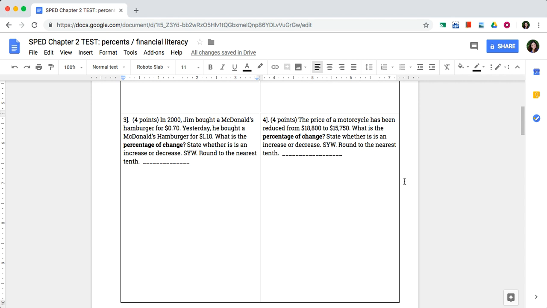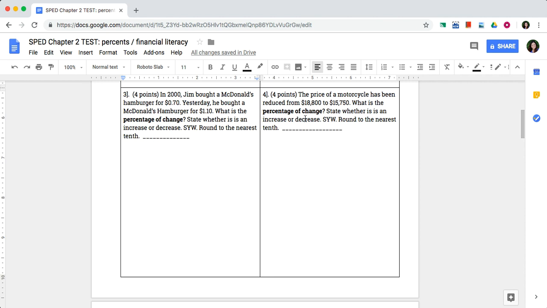Okay. All right. Number 4, the price of a motorcycle has been reduced from $18,800 to $15,750. What is the percent of change? So this one's similar to number 3, but then you have to decide, is this an increase or a decrease? So the same setup that you had before, find the percent of change, and once again, you're going to round to the nearest tenth.